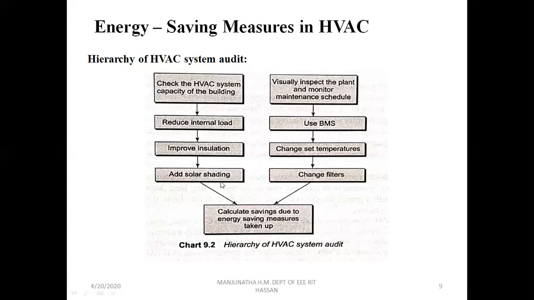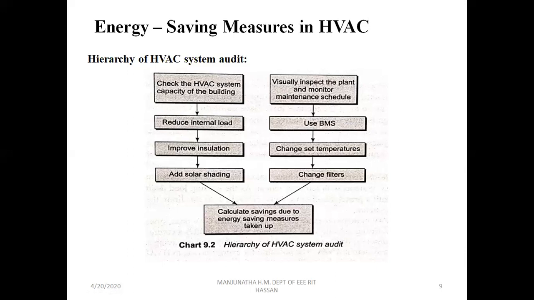And next, you should have solar shadings. It is very important. Solar shadings sometimes increase the temperature, otherwise they decrease the temperature. According to our requirement, we install these solar shadings in the building. And then you should regularly inspect the plant and monitor the maintenance schedule. It is also very important. Sometimes improper maintenance also leads to more energy consumption. So we have to inspect the plant and monitor the maintenance schedule, and use the BMS, the building management system, and then change the set temperature. So it is very important.